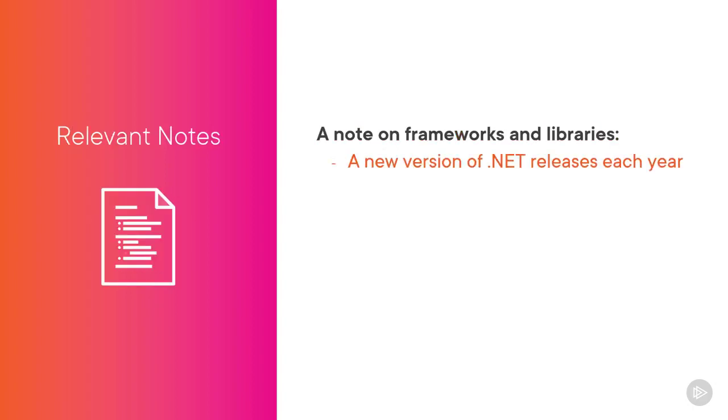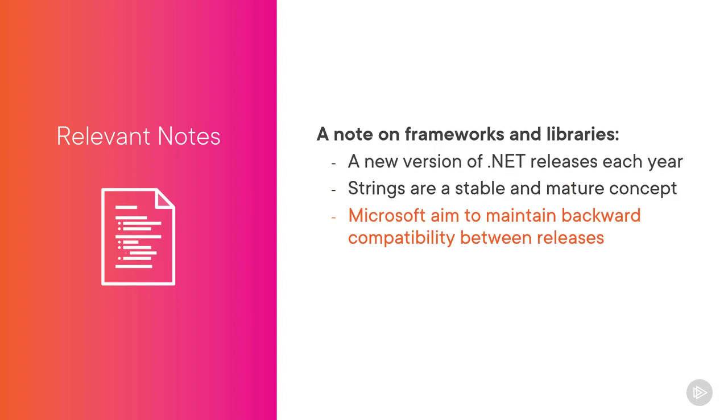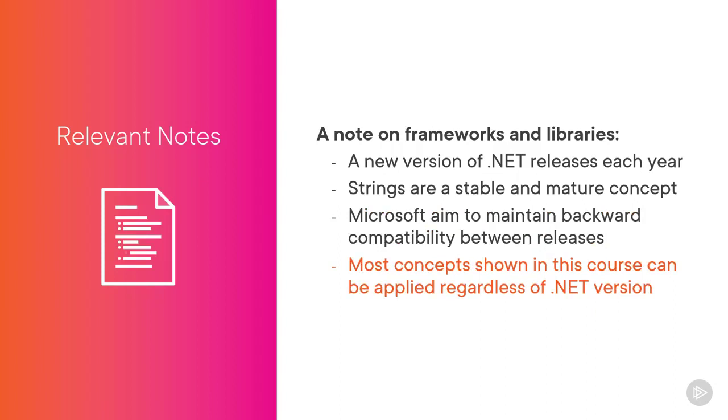So, to recap, Microsoft plans to release a new version of .NET each year. Because strings are a stable and mature concept, they are not expected to evolve significantly. Microsoft maintains strong backward compatibility between their releases, so any changes are likely to be additive and non-breaking. These facts mean that you should be able to apply most of the code and techniques from this course, regardless of which .NET version you're using.